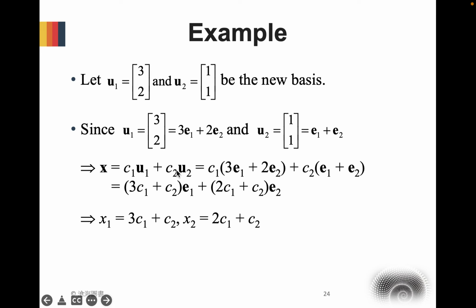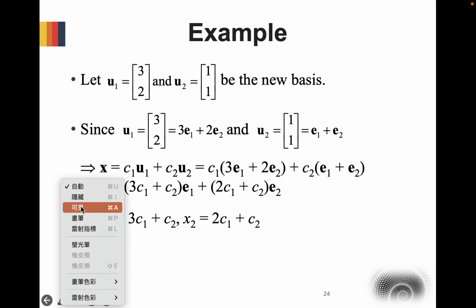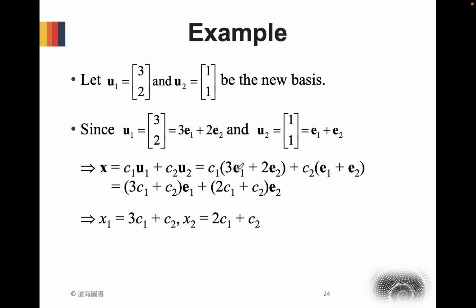So in this case, we want to find how to represent the vector x as a linear combination of u1 and u2. Assume we need c1 times u1 plus c2 times u2 to do this combination. Then we can substitute u1 as 3e1 plus 2e2, and u2 as e1 plus e2.